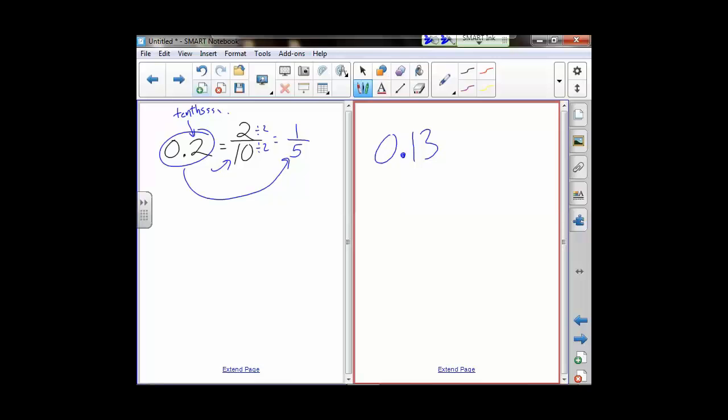Is there another way I could read this decimal? Yes, sir? 1300. 13. How'd you come up with 1300s? Go ahead, do that again. Because it takes up 2 place values, and the second place value is the hundredth. Right, because we have tenths, and we have hundredths.